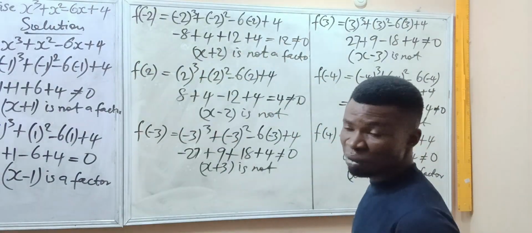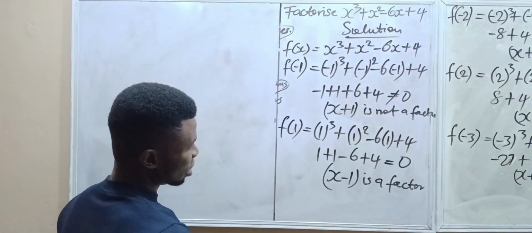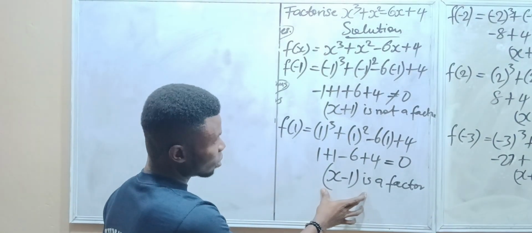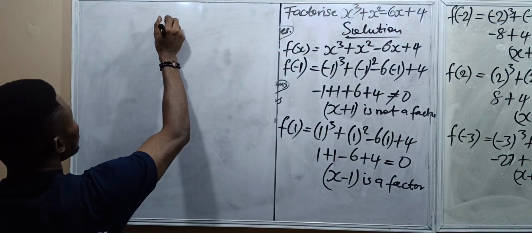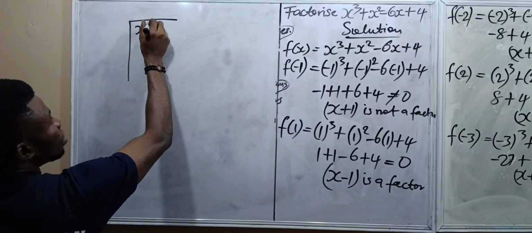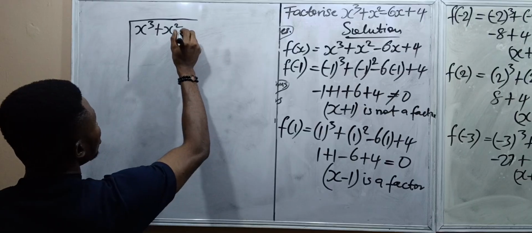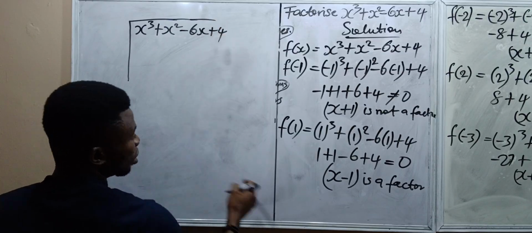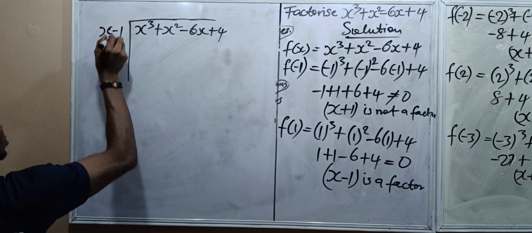I'm using the long division method. So we are able to get x minus 1 as a factor. So we divide this now with x minus 1. So we have the equation as x cubed plus x squared minus 6x plus 4. And we are dividing with one of the factors we got, that is x minus 1.